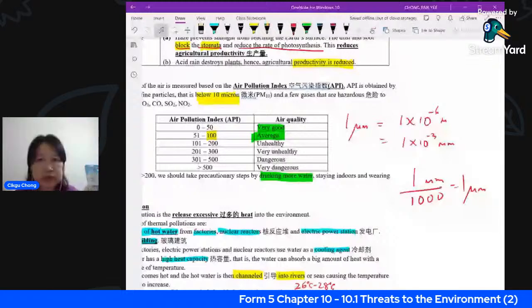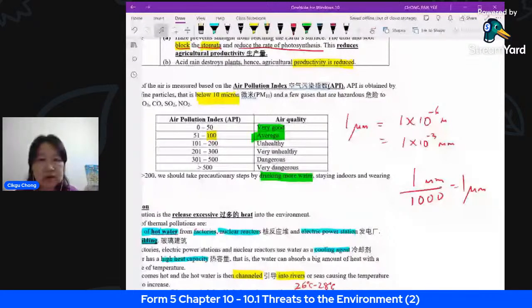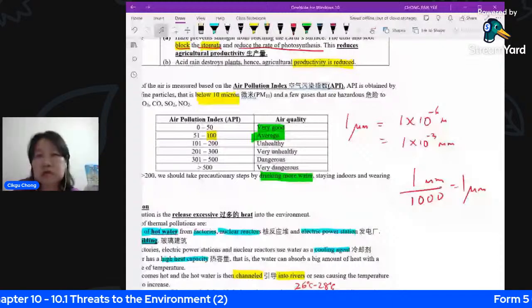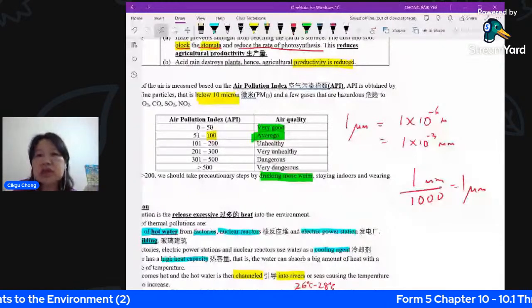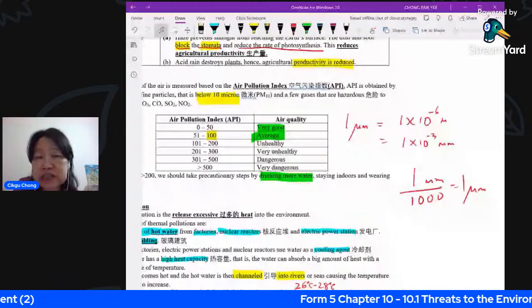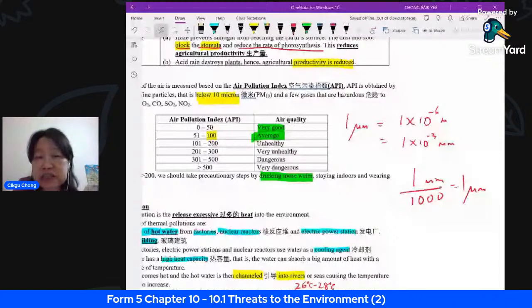And also, besides factories, you have nuclear reactors, and this is very important. They use huge amounts of water to cool down the reactor so that it does not become overheated. Once it becomes overheated, it will blow up, just like what happened in Chernobyl and also in Fukushima, okay, 2011.